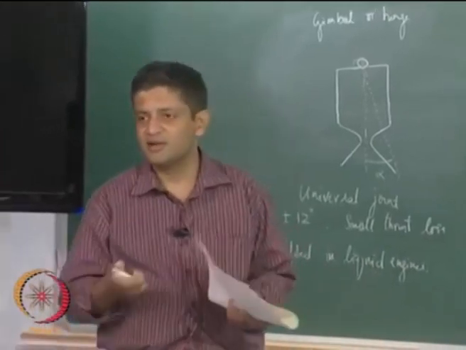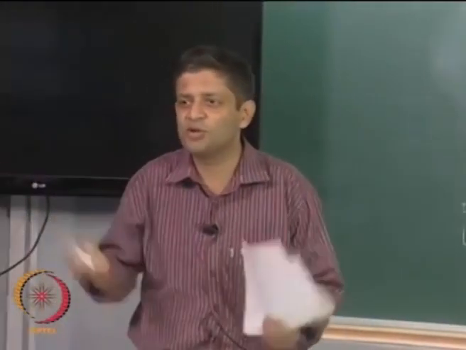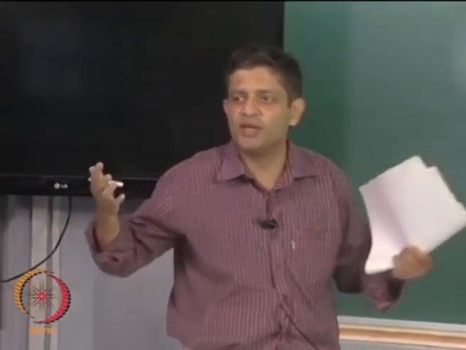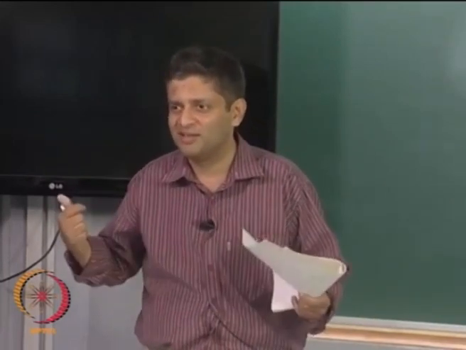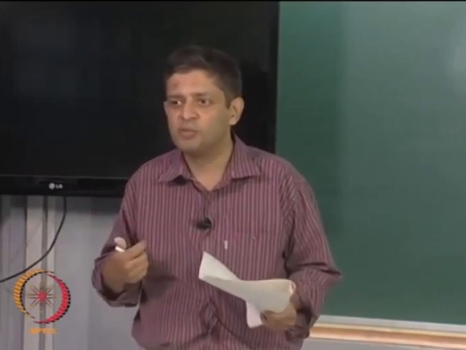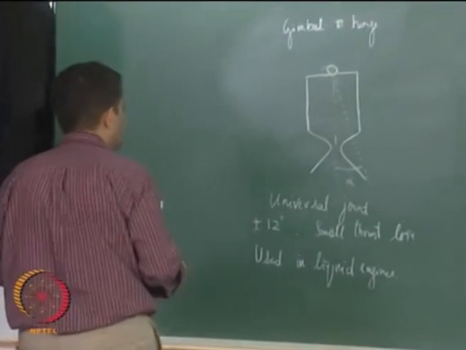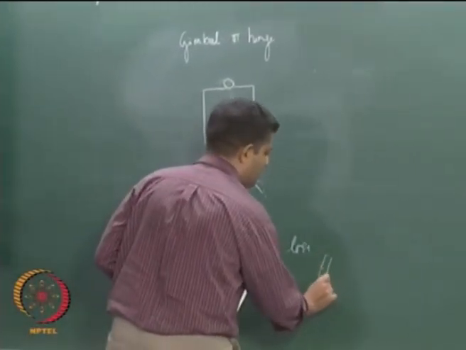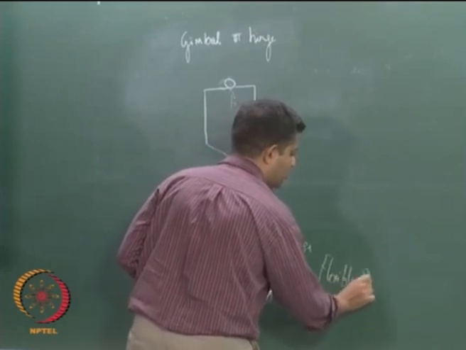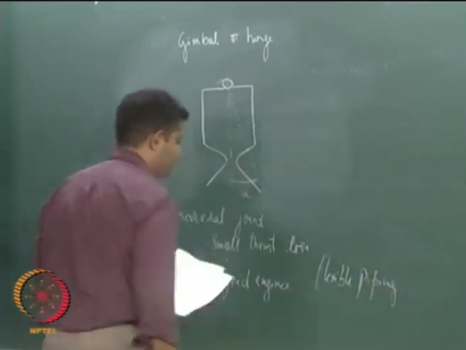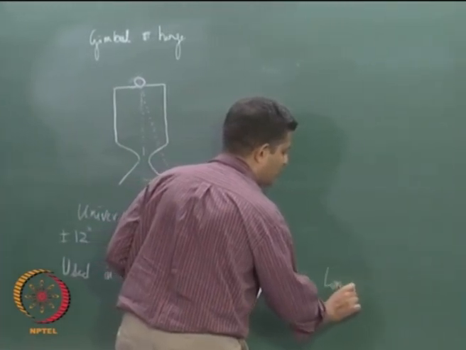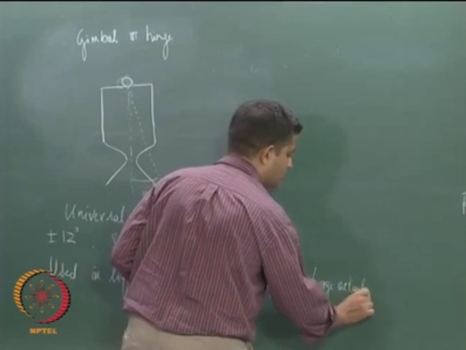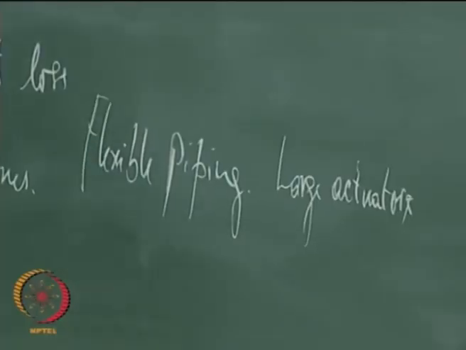That is because, as I said earlier, if you look at solid engines, the entire propellant is also inside the motor. So it would be very difficult to move the entire motor because the weight of the propellant is also there. Whereas in a liquid engine, the propellant is stored elsewhere and the only thing is you need to have flexible hosing, otherwise it will not allow this kind of movement, okay. So you need also large actuators to move this. Okay.